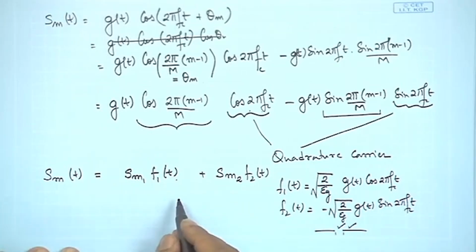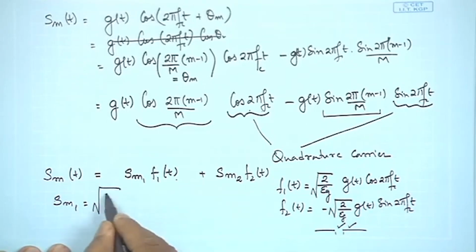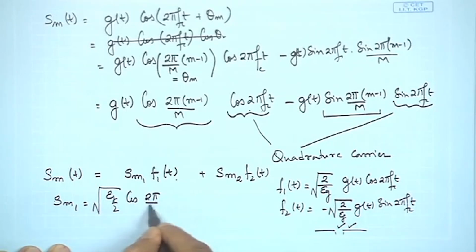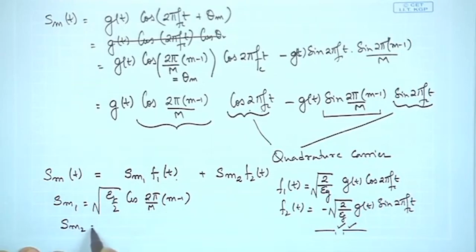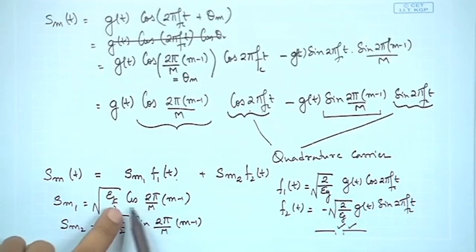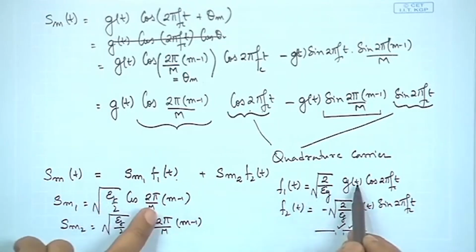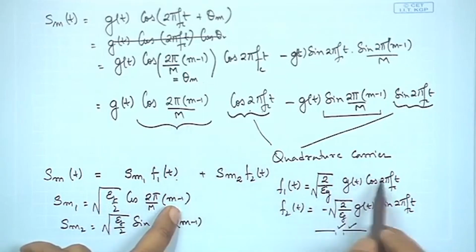And in that case, we could say that s m 1 would be square root of E g by 2 cos 2 pi upon m, small m minus 1, and s m 2 is square root of E g by 2 sin 2 pi upon m, m minus 1. So, these fit in, this multiplied by this, these coefficients cancel out, g t cos 2 pi m minus 1 times cos 2 pi f c t.